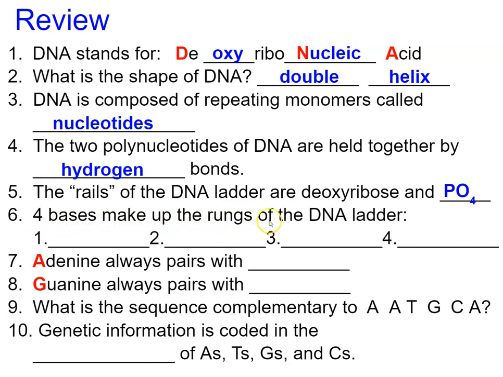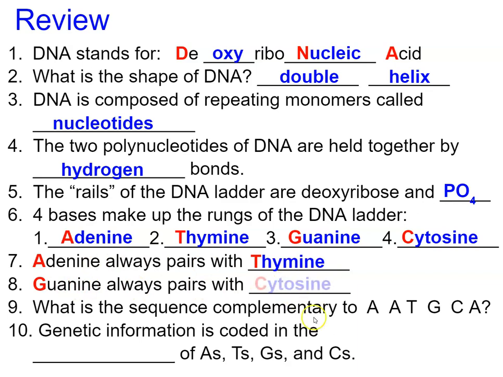4 bases make up the rungs of the DNA ladder, and those 4 bases are adenine, thymine, guanine, cytosine, and that is the order you want to remember them, ATGC. So you remember that adenine and thymine bind together, and guanine and cytosine bind together according to the base pairing rule. Adenine always pairs with thymine, guanine always pairs with cytosine.